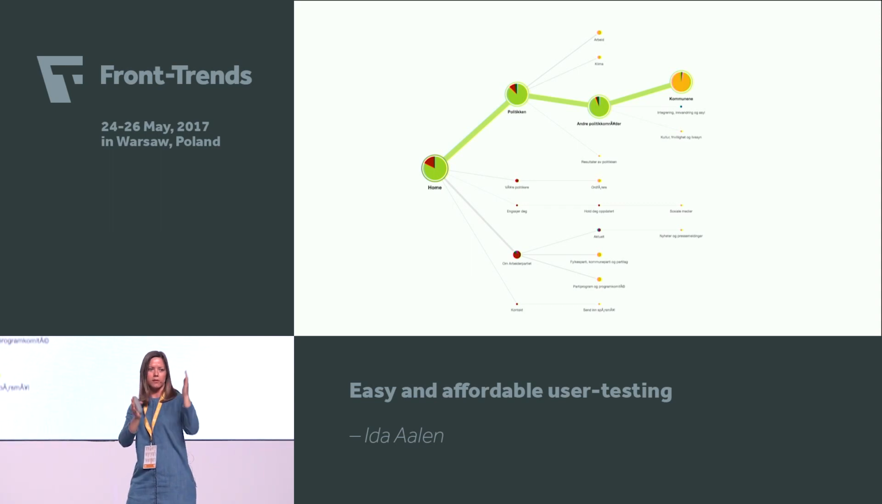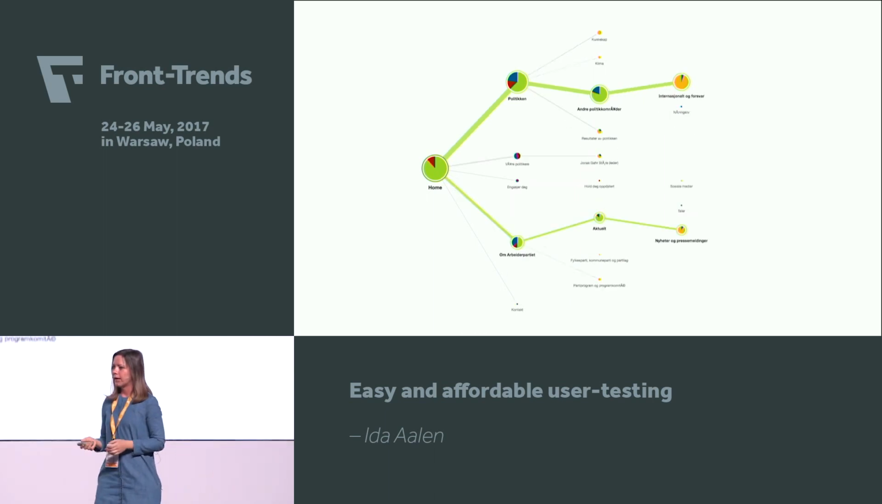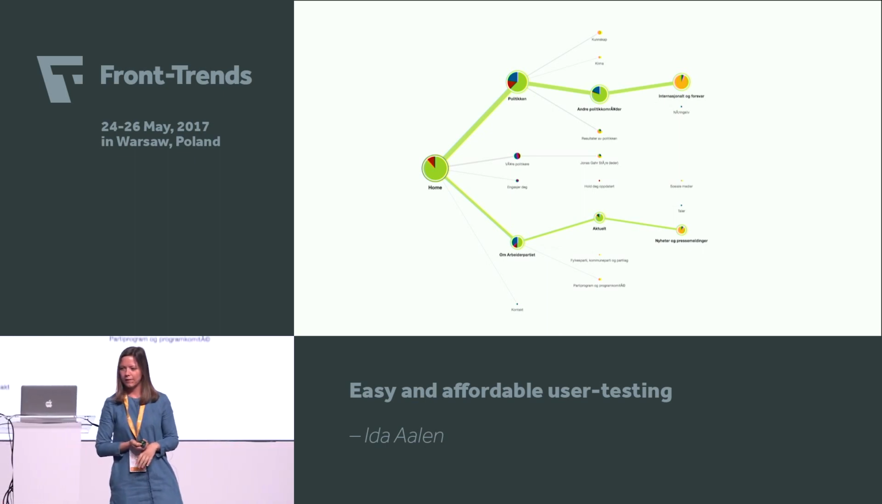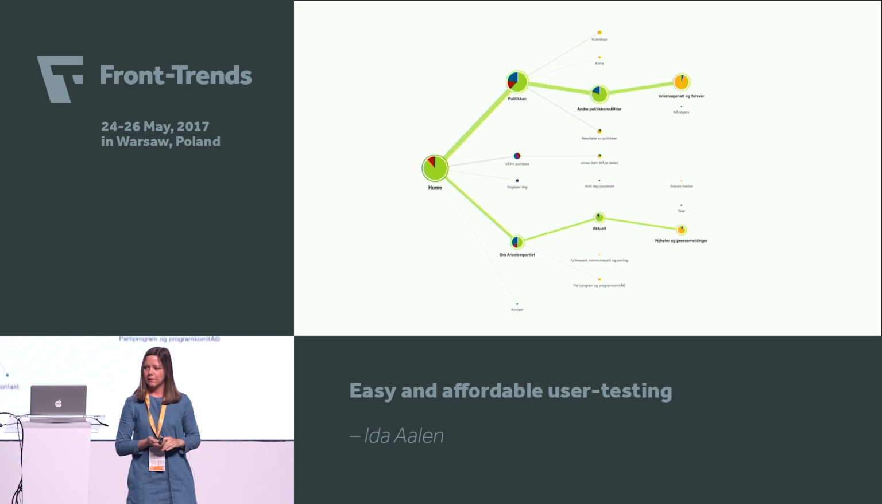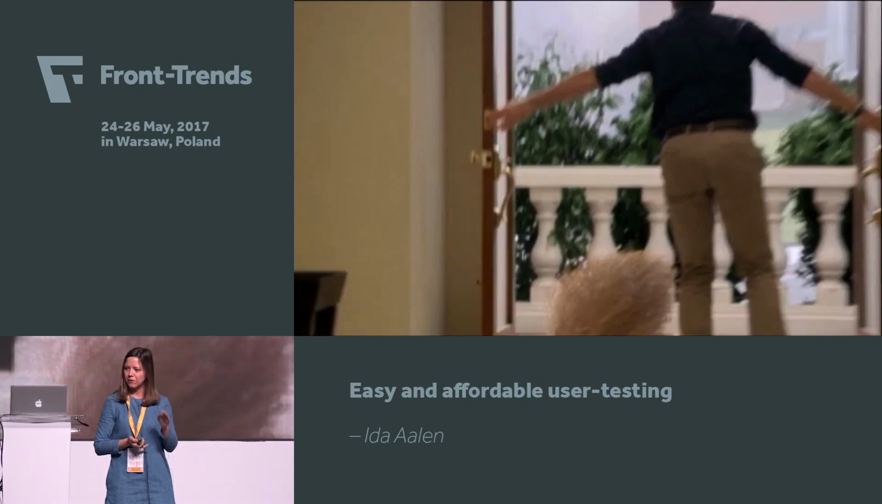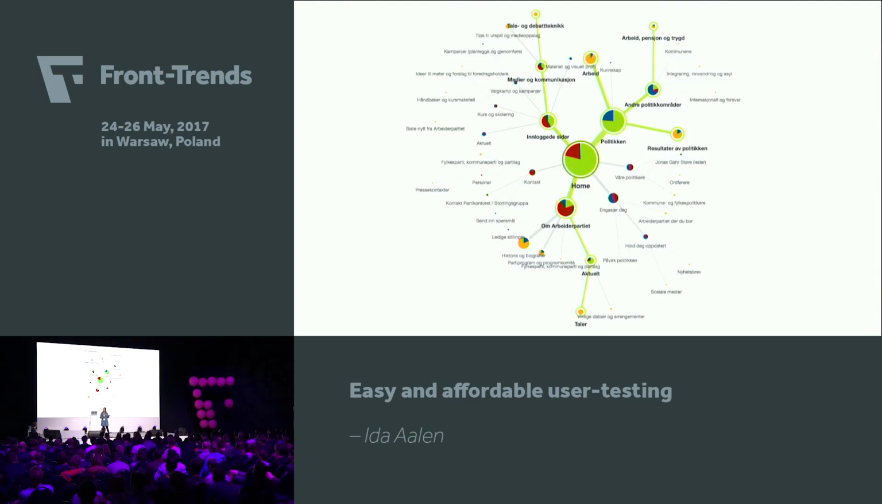So the thicker the line, the more people went down there. If it's green, they went down where you wanted them to go. So it could look like this, or like this. This is what it looks like when you did a good job. This is from the Norwegian Labour Party. This is what it looks like when you need to go back to the drawing board. Kind of like a tumbleweed rolling into my door. Yes, that's definitely a tumbleweed.